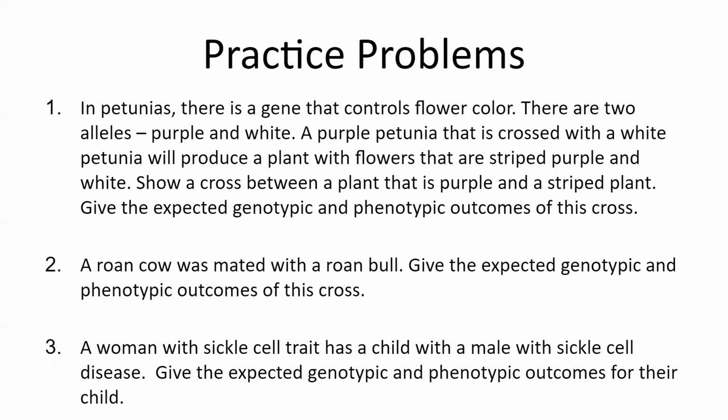Remember, roan is our codominant. So a roan cow is going to be CR. Okay, and we need two roan cows. We have roan mom and roan dad. Pretty good. CRCW. All right. RW.